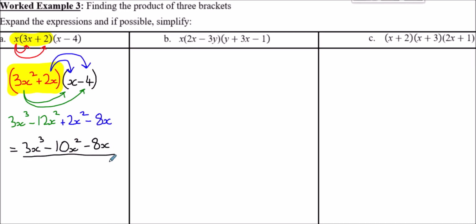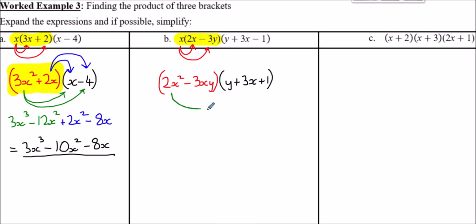This next one we can do in pretty much exactly the same way as the first. So I'm going to suggest we take the x and the 2x minus 3y and merge it into the one bracket. So x multiplied by 2x is 2x squared, and x multiplied by minus 3y is going to be minus 3xy. Then we're going to just leave this second bracket as it is for now, but now in this second stage we're going to multiply it out like we did in the previous example.